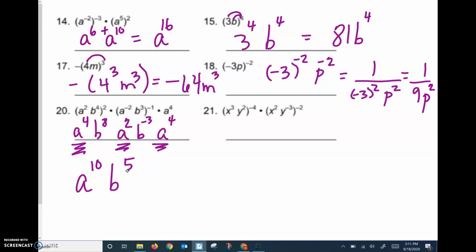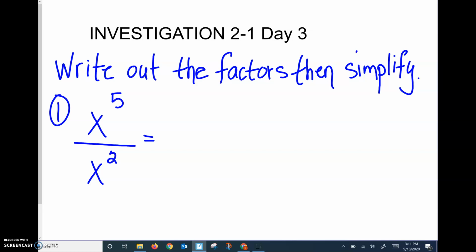All right, in the essence of time, I'm just going to write this answer for you, or most of it. It ends up being x to the negative 16th and y to the negative 2nd. And both of those are negative exponents, so I'm going to write it 1 over x to the 16th, y to the 2nd.